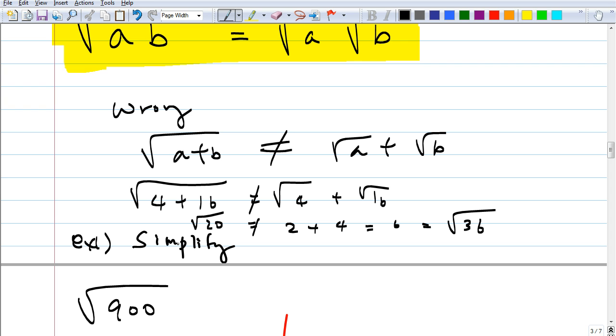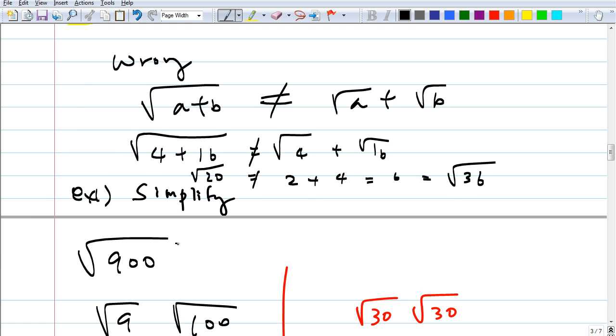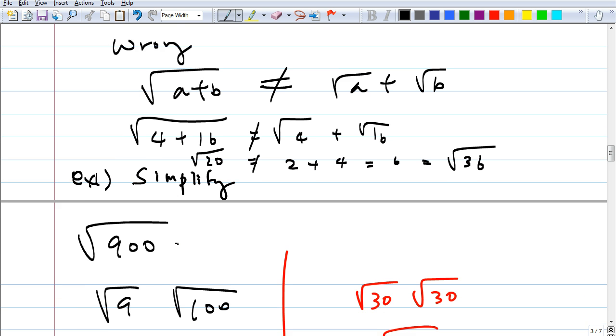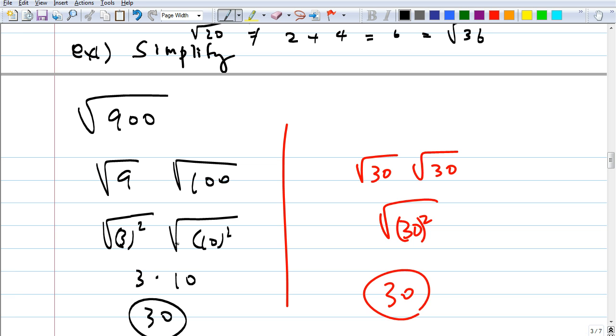Here's a question. Do we have to do that, or can we just know that it's... If you already know, then. But sometimes you don't know. For example, if you knew that, then you know it's square root of 30 times square root of 30. But you could have done square root of 9 times square root of 100, right? So you get 3 times 10, or 30. Square root of 30 squared is 30.